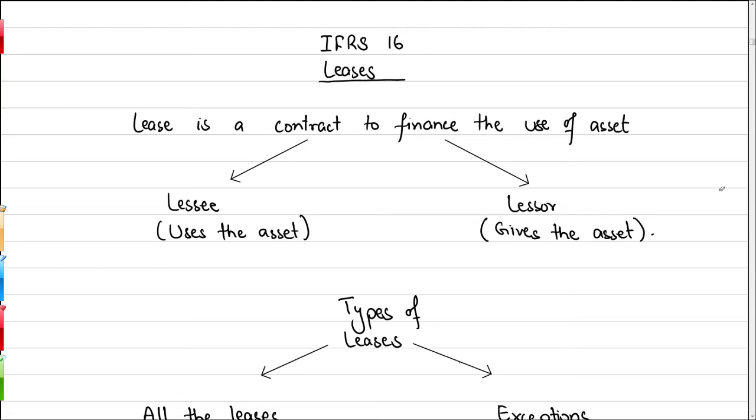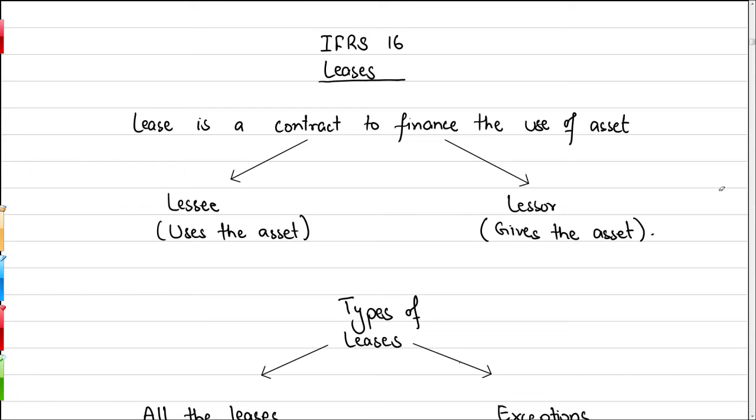Alright, so this video is basically based on the accounting standard for leases, which is IFRS 16. IFRS 16 is a new, latest accounting standard that has superseded the old accounting standard for leases, which was IAS 17. So in this chapter, we'll have a quick review of what we discussed in the chapter on leases.